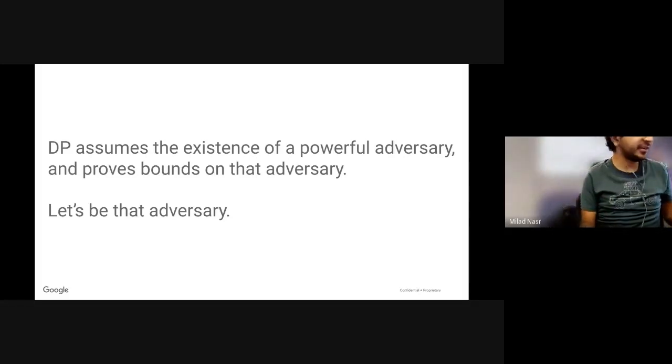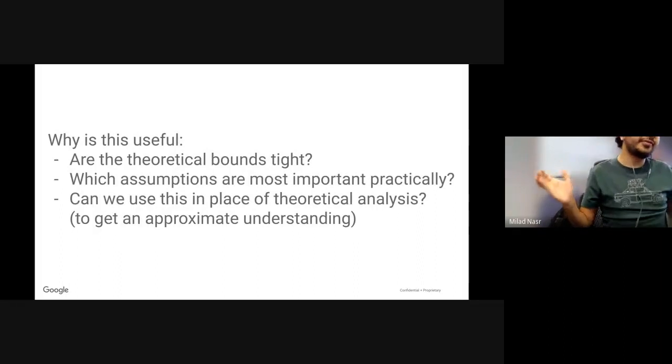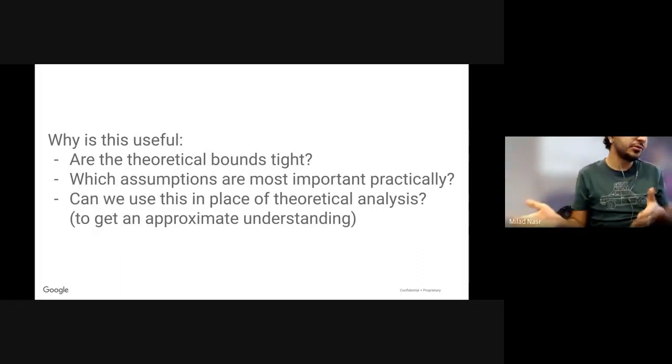We know that differential privacy in general assumes a very powerful adversary and tries to give theoretical bounds for that specific adversary. Now the question is, can we be that adversary? We try to use the assumptions that DP-SGD uses to build that adversary and evaluate the bounds in these settings.